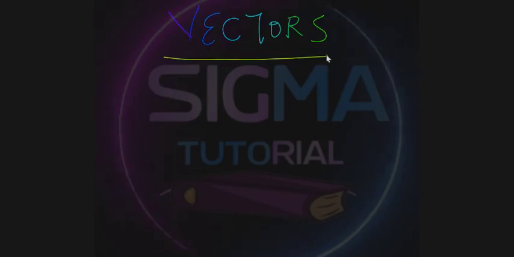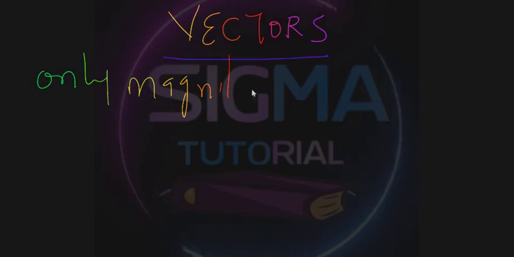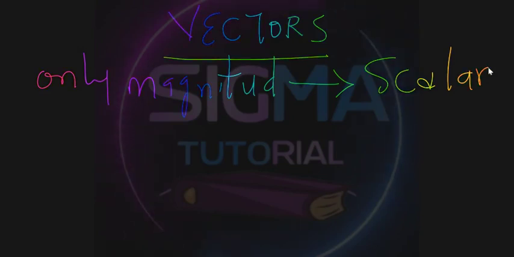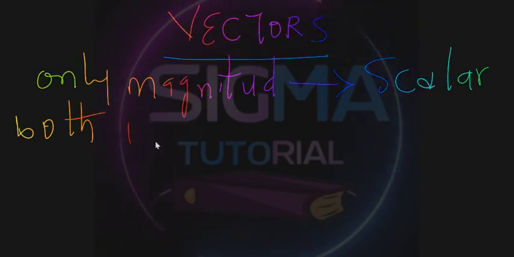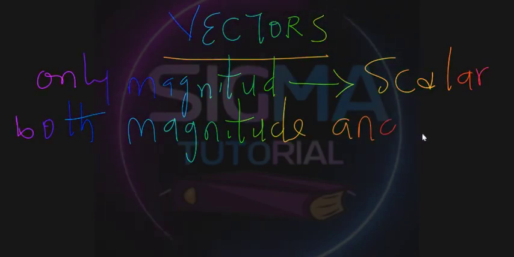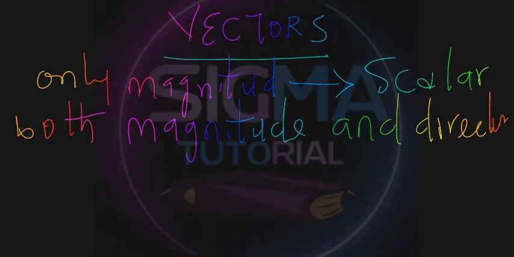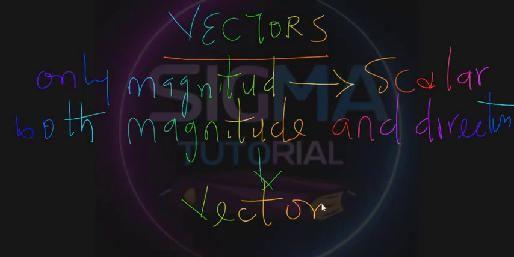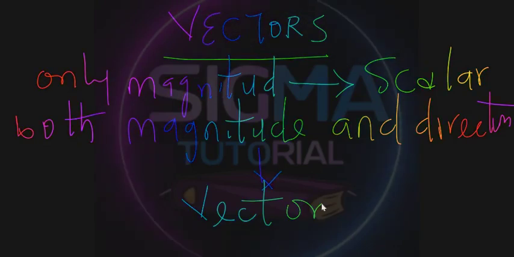We have two kinds of physical quantities. Those that only have magnitude, and those that have both magnitude and direction. Those that only have magnitude are called scalar quantities, while those that have both magnitude and direction are called vector quantities. So these are the two kinds of physical quantities that we have.